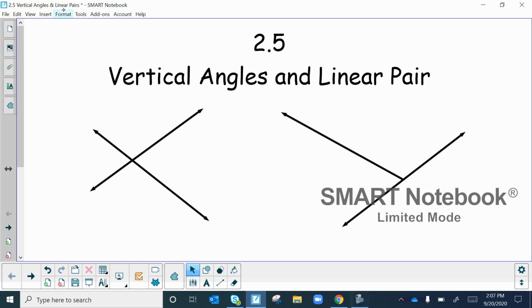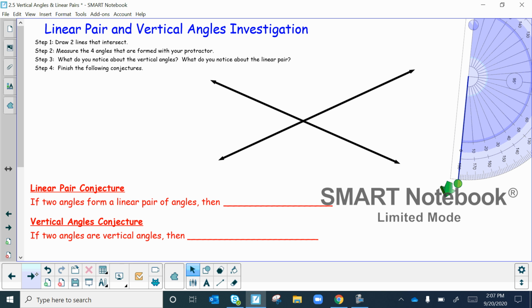All right, guys, this is section 2.5, vertical angles and linear pairs. You already know the definition and what the angles look like. Now we're going to discover a property. Now the property, though, you kind of do know about linear pairs already because we worked with a protractor already. So you do know that linear pairs are supplementary.